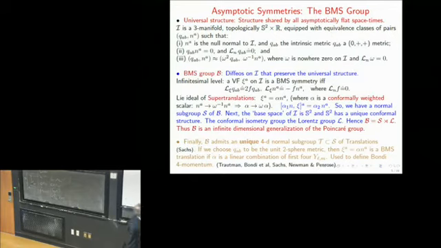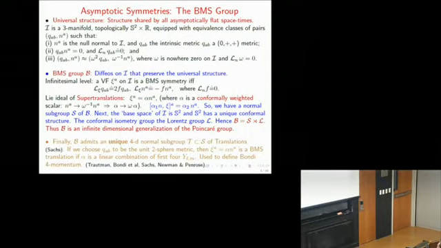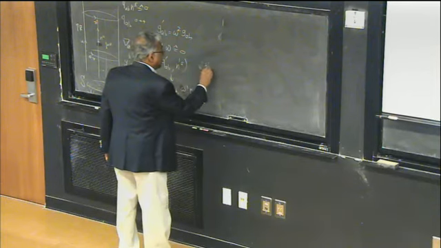Okay. So at the infinitesimal level, at the level of vector fields, a vector field xi is a BMS symmetry if the Lie derivative of the metric is 2 times some function f, and that function will also have to satisfy the Lie derivative along n of f equal to 0 on Scri.